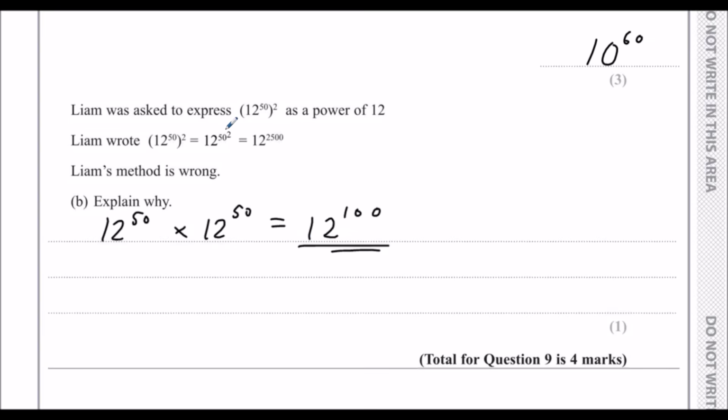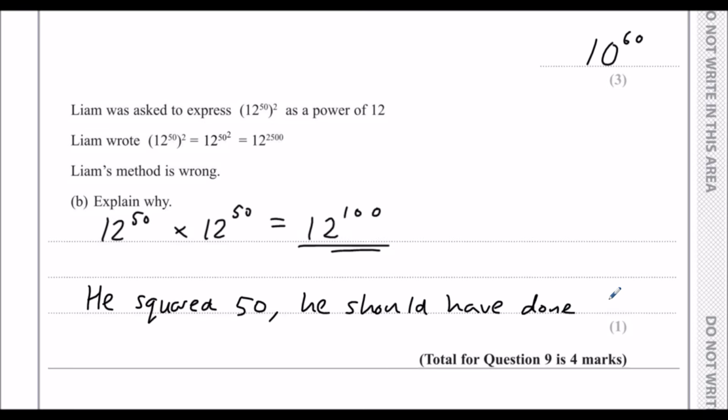So what's he done wrong? He has done 50 squared. He squared 50. He should have done 50 times 2. When you've got a power to another power, when you've got a bracket around the power, you times the powers. So it should be 12 to the power of 100.